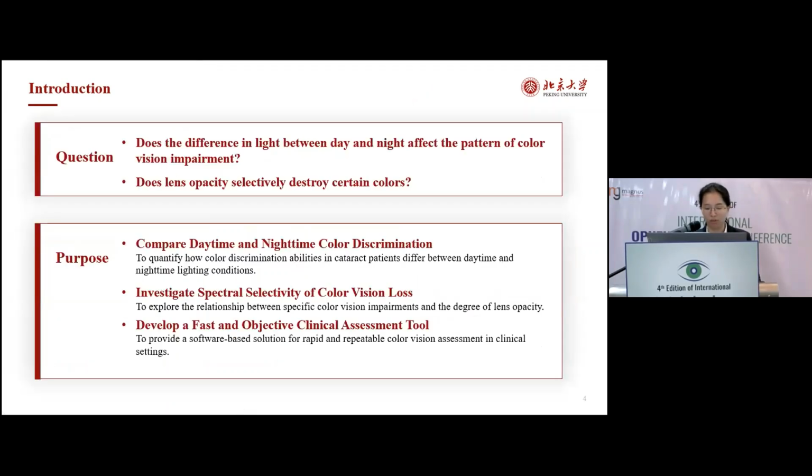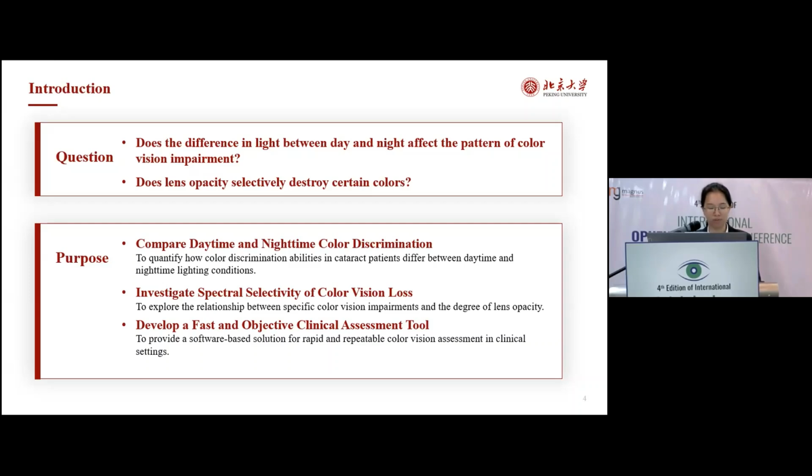This brings us to the key questions guiding our study. The first one is, does the difference in light between day and night affect the pattern of color vision impairment in cataract patients? In other words, do patients struggle more with certain colors under low light conditions? And the second, does lens opacity selectively affect certain color pathways? Does it impair specific color discrimination more than others? Is there a special signature of cataract-related color vision loss? These questions have not been systematically addressed in previous studies, and answering them could significantly improve how we evaluate and manage cataract patients.